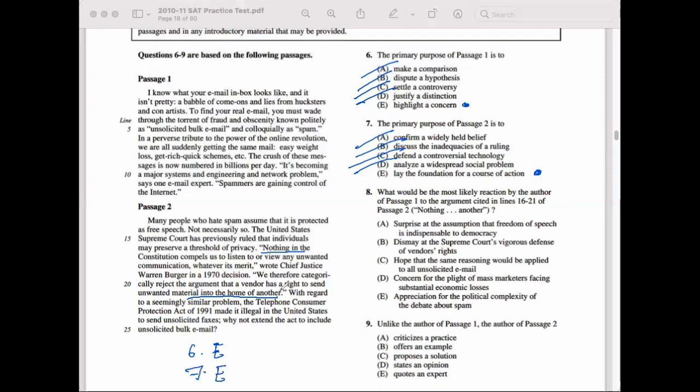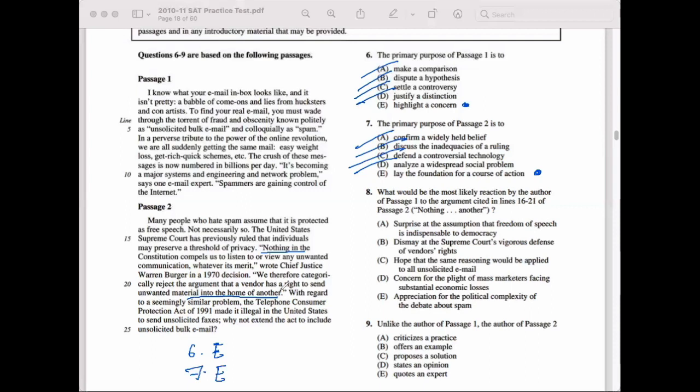Surprise at the assumption that freedom of speech is indispensable to democracy. Dismay at the Supreme Court's vigorous defense of vendors' rights. Hope that the same reasoning would be applied to all unsolicited email. Concern for the plight of mass marketers facing substantial economic losses. And appreciation for the political complexity of the debate about spam.